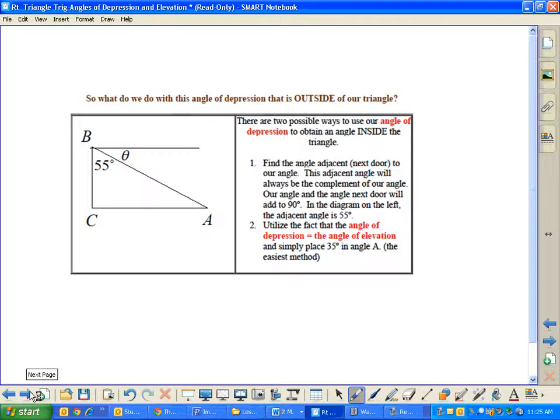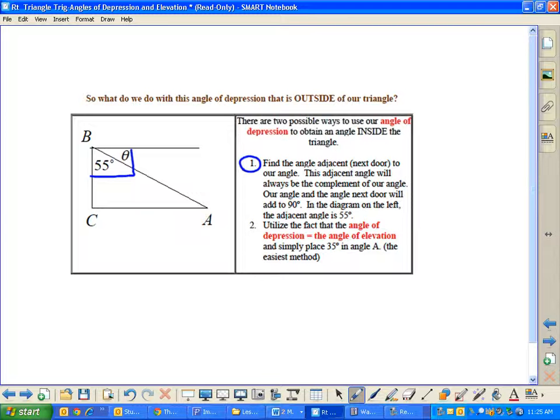Now I want to talk to you about what do you do if you have an angle that's outside of a triangle? It's not in there. We can only use the trig functions when we're talking about angles inside the triangle. So we have to figure out an angle inside that triangle using what we know. So there are two things we can do. The first being complementary angles. What is that? Is that corner right there?